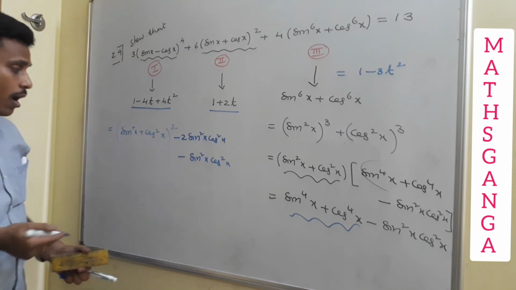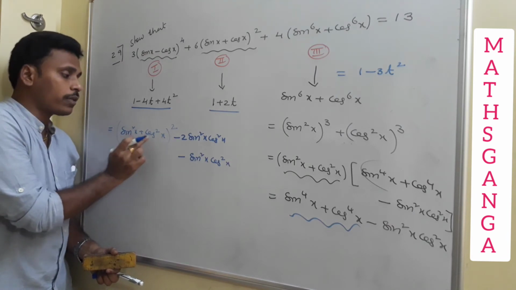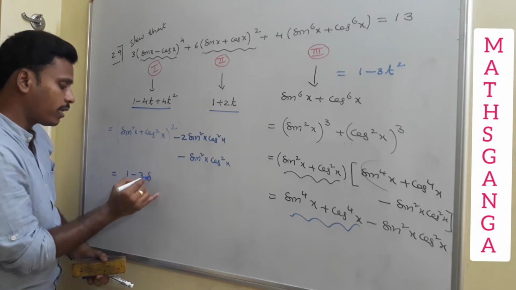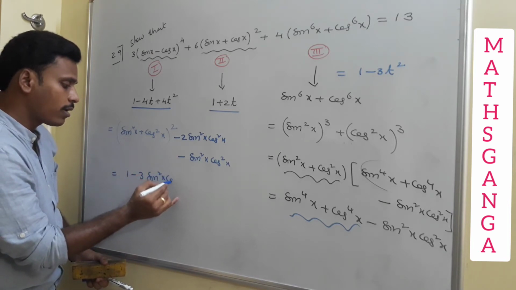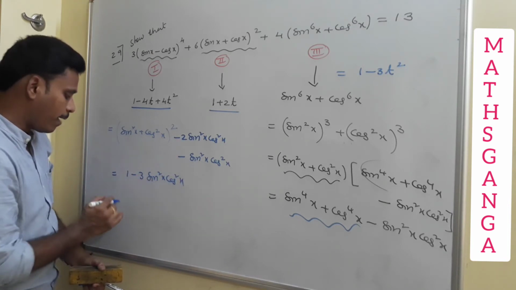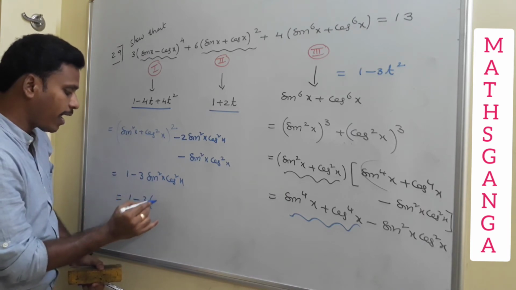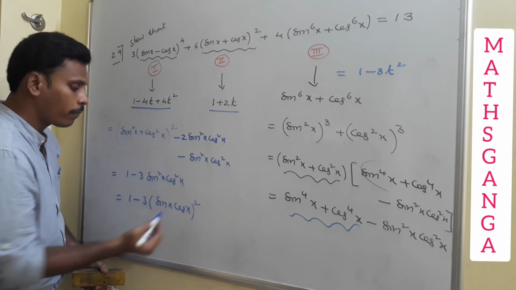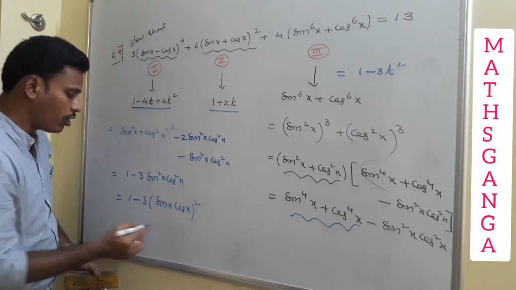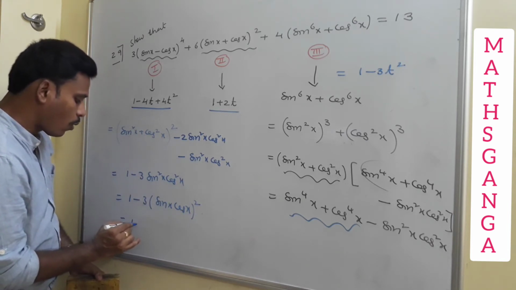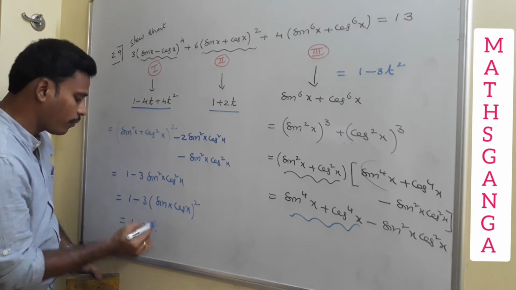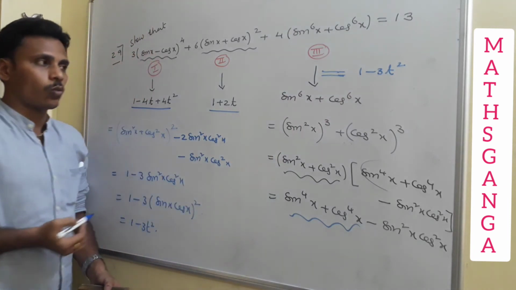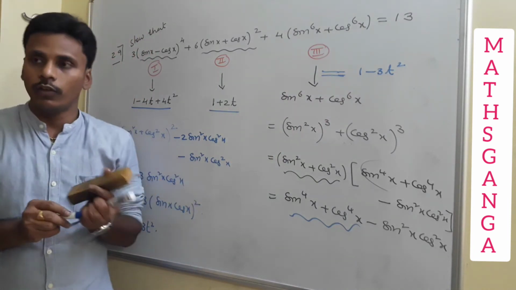Have a look at this. Now sin square x plus cos square x is 1. 1 square is 1, and you have 1 minus 3 sin square x cos square x. That is equal to 1 minus 3 times sin x into cos x whole square. This sin x into cos x is t, and this is nothing but 1 minus 3t square. That's what I said. This simplification results in 1 minus 3t square. So this is the simplification for the third value.